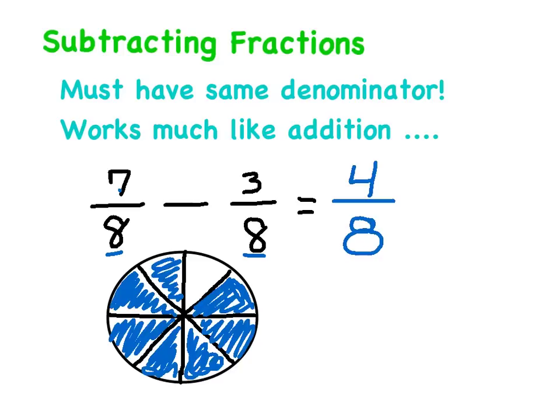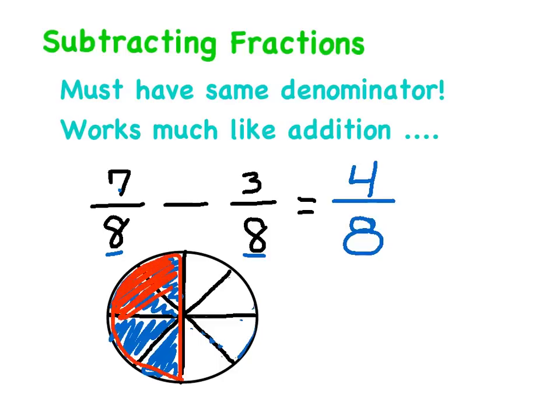So we have 7 out of 8 slices of this fraction pie, or this fraction model, and we are going to take away 3 of those slices. So we're going to go ahead and erase 1, 2, and 3 slices. Well, how much does that leave us with? We have this remaining. 4 out of the 8 slices.